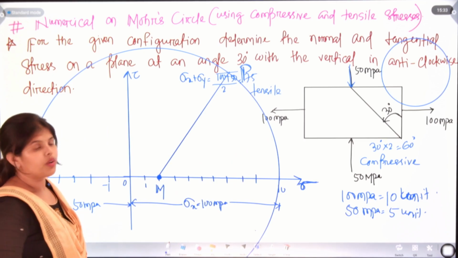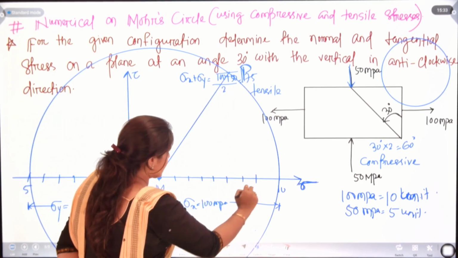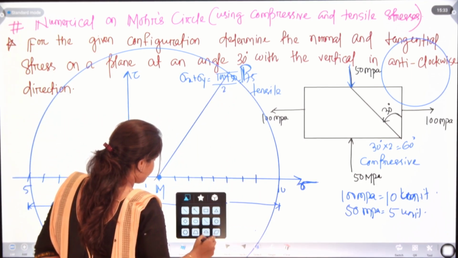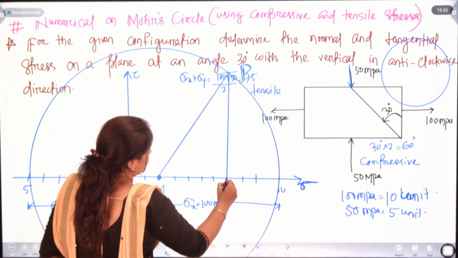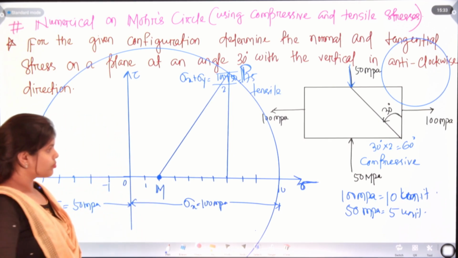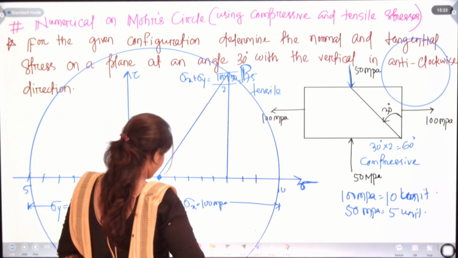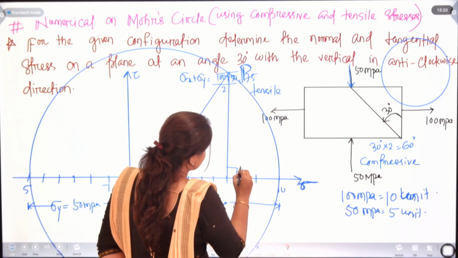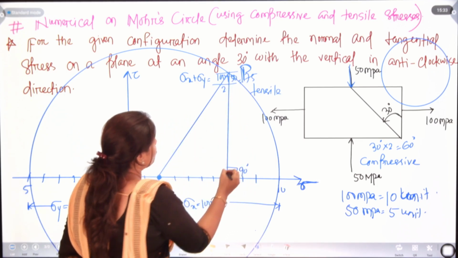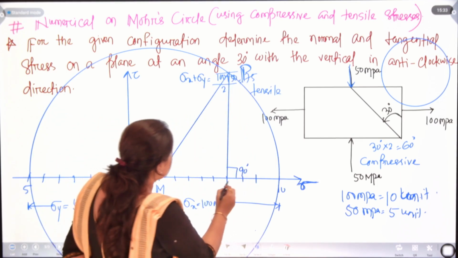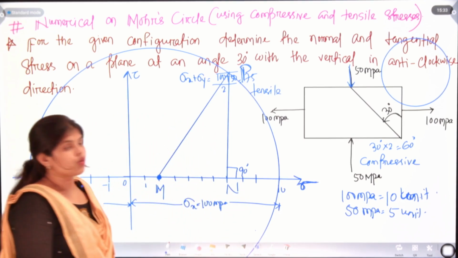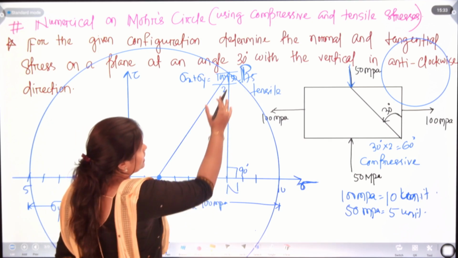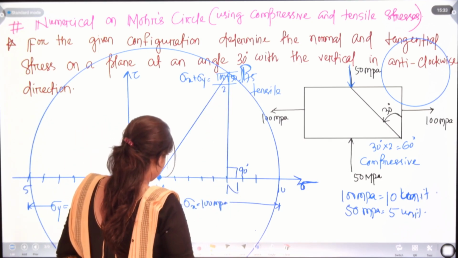From point P to the x axis, we will draw one perpendicular here. Now this is the perpendicular from P to this, and let's take it as N. So PN we have, that is our shear stress.